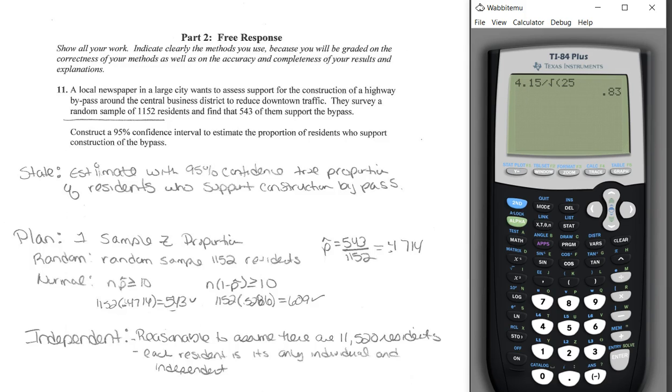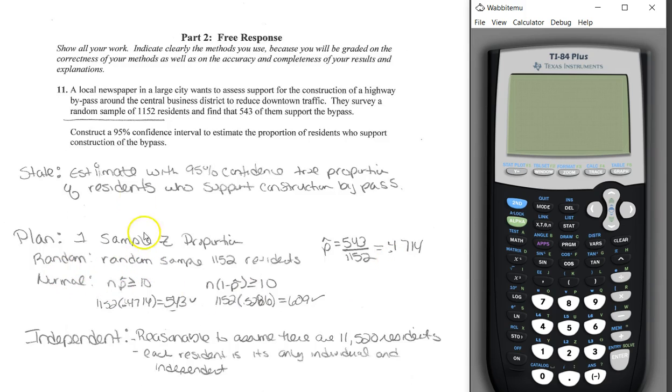So our statement: estimate with 95% confidence the true proportion of residents who support constructing the bypass. Not an issue. Plan. You need to tell me what you're going to do. So you should have written one sample Z proportion here. Random. Random sample of 1,152 residents. So I have a p hat equal to 543 over 1152, and that gave me a proportion of 0.4714.